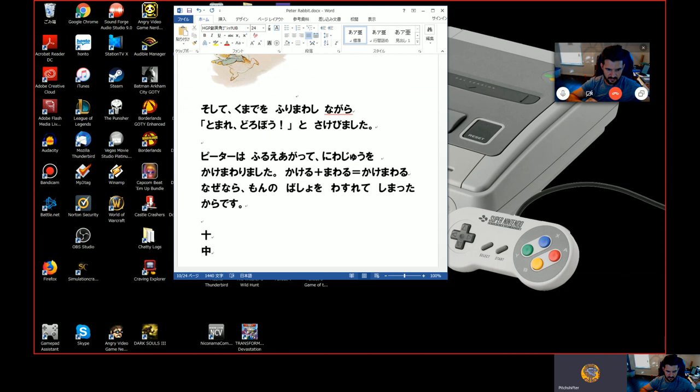The kanji for the "ju" in niwa-ju is this, and it means all over. So niwa-ju means all over the garden.